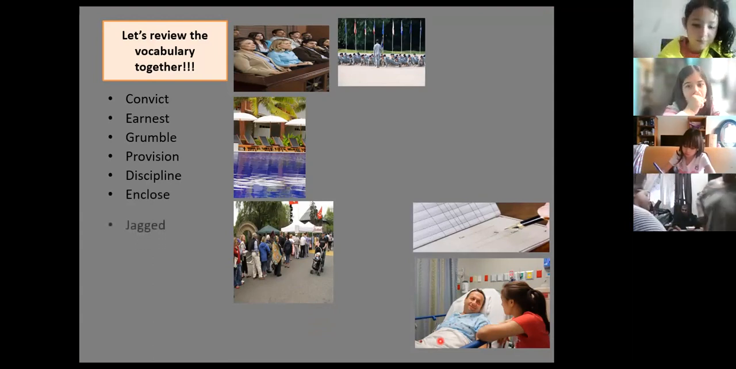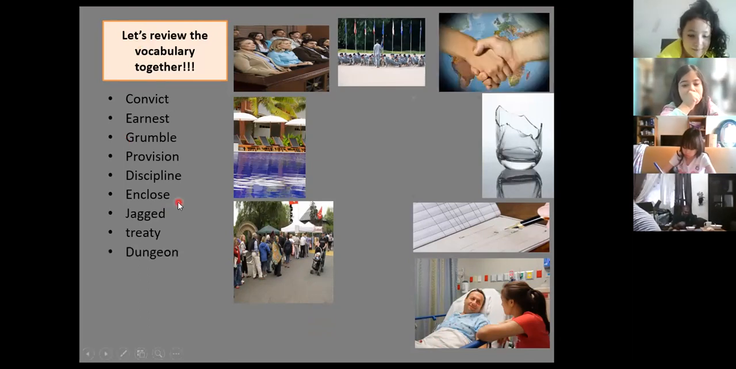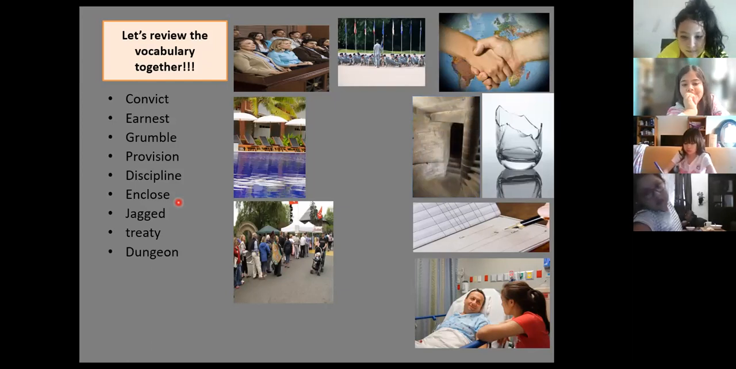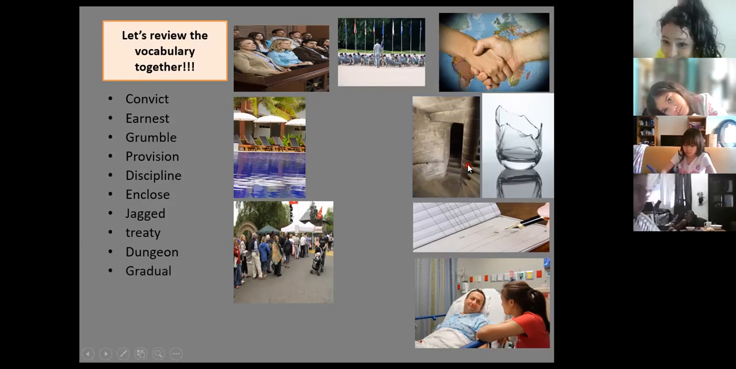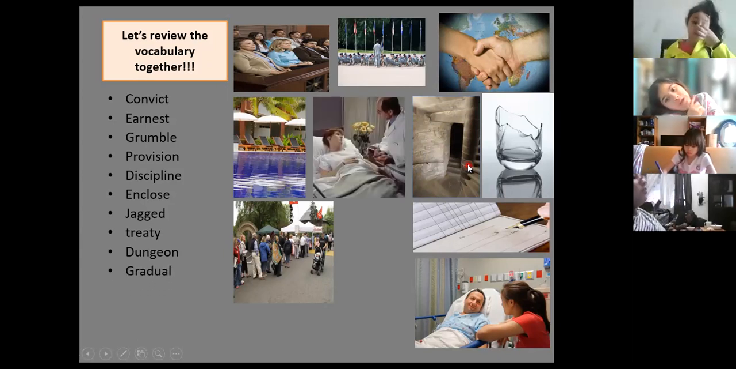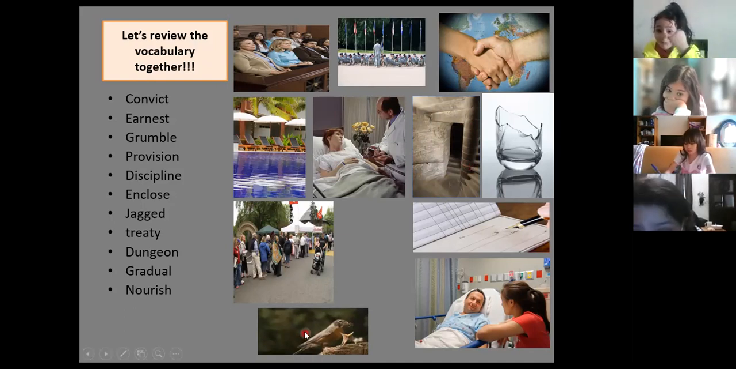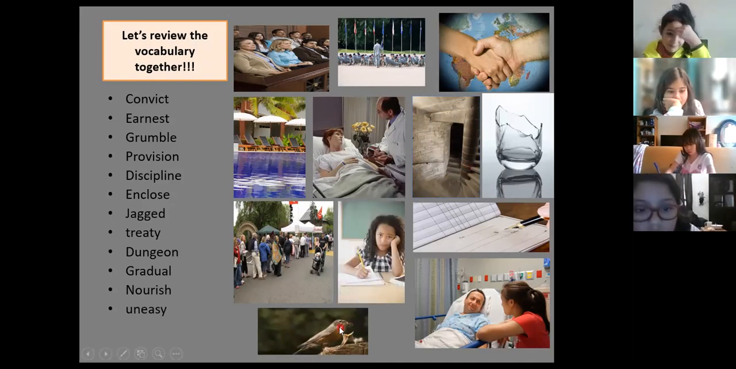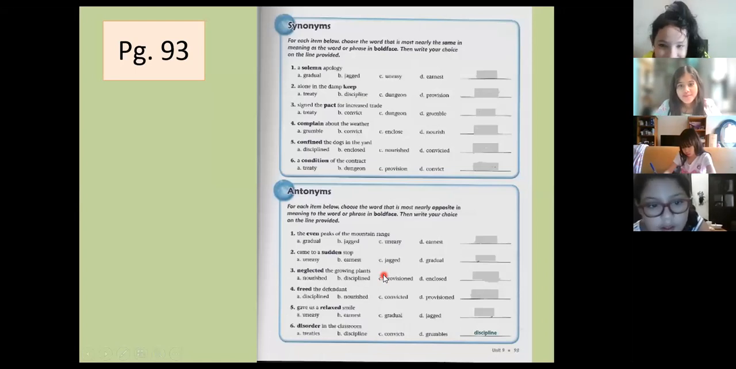Close. Jack. Treaty. Any question about these words? Dungeon. Remember here, this is an example, the picture. You don't want to be in a dungeon? No, right? Muy oscuro. Too dark. Nourished. It is nourished. And uneasy. This girl is nervous. It's uneasy.